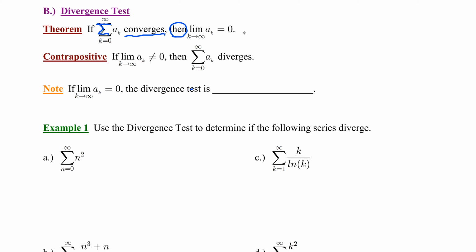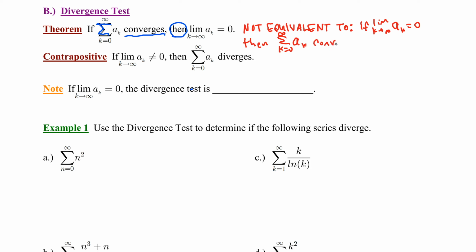We have learned that this is not equivalent to the converse. The converse would sound something like this. If the limit as k approaches infinity of a sub k equals 0, then the series k equals 0 to infinity of a sub k converges.